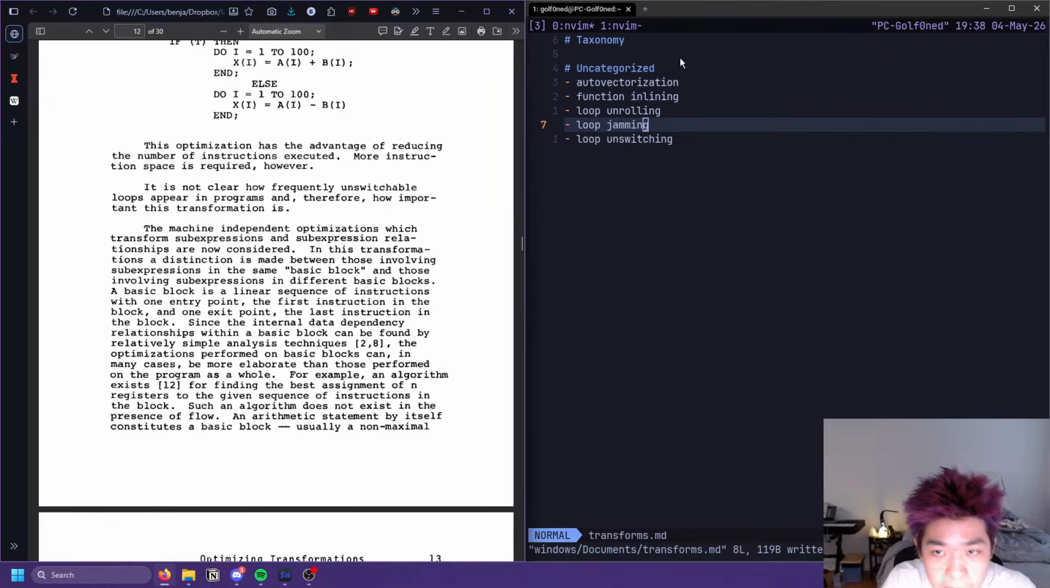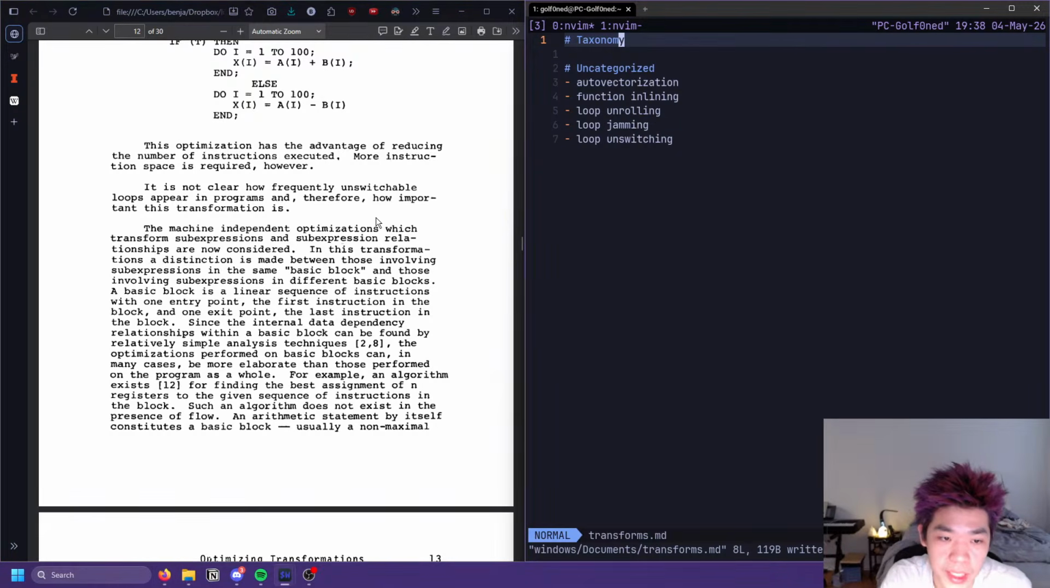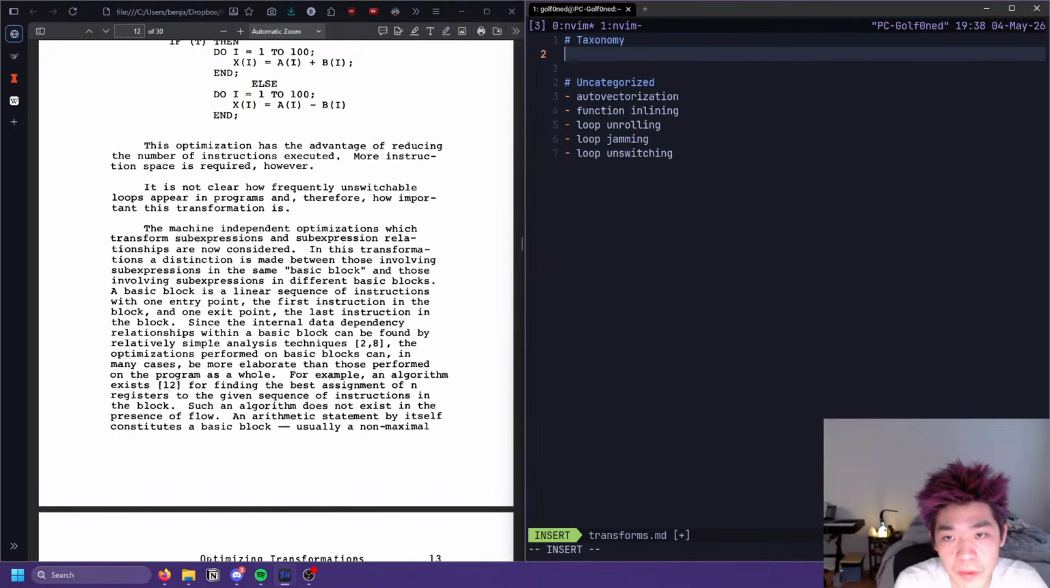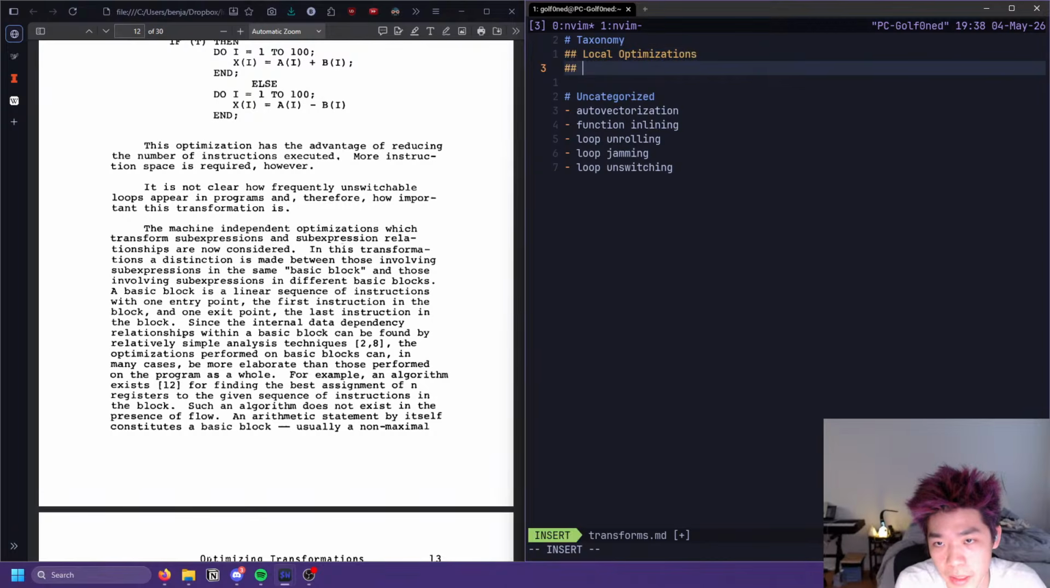So that is one thing we could split by. Like local slash control flow graph level optimizations, I guess. That could be interesting. So maybe we could do local optimizations and then control flow graph optimizations or transforms.